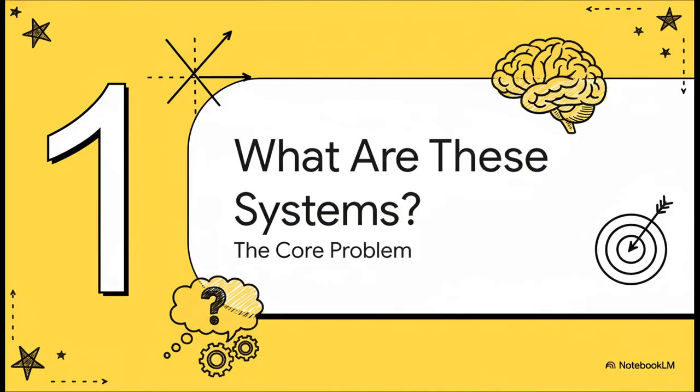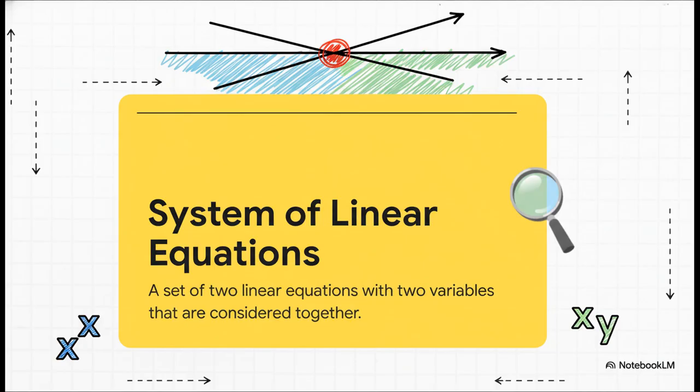Okay, first things first, what are we even talking about here? Let's break down the core problems so we know exactly what we're trying to solve. A system of linear equations sounds super technical, I know. But really, it's just a pair of equations that are linked together because they share the same variables, usually an x and a y. The whole point, the entire goal, is to find that one specific x and y combo that makes both equations true at the exact same time.